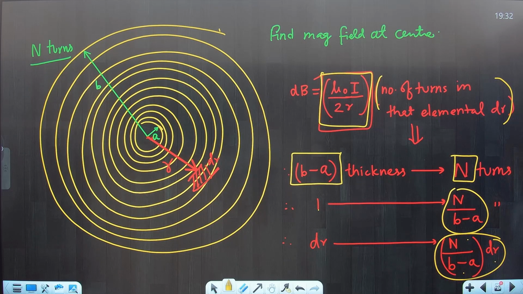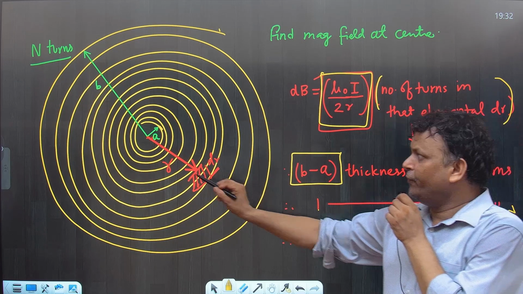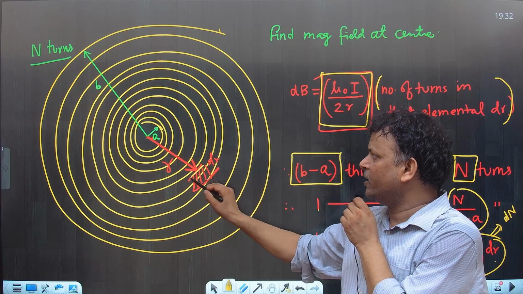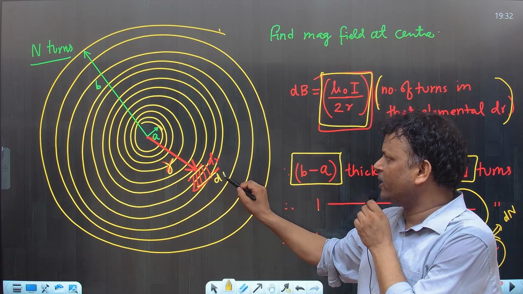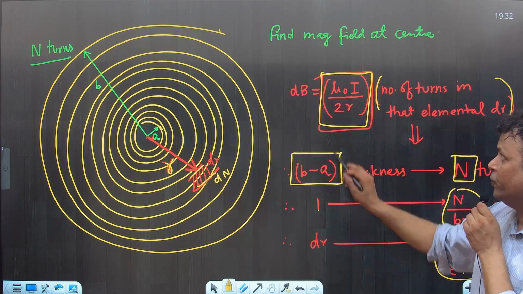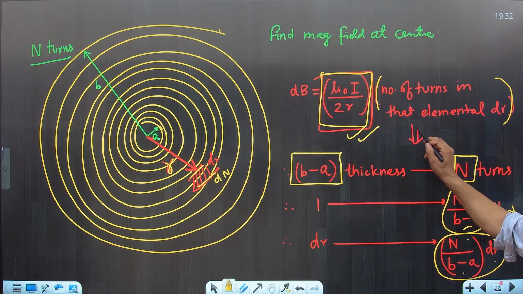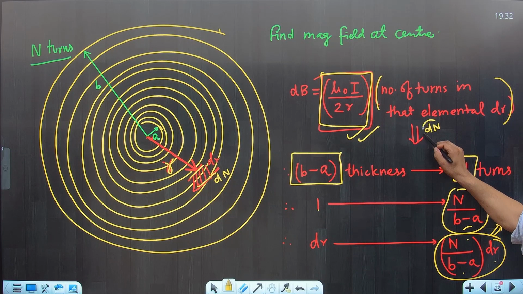Simple, it is the unitary method. You can solve it. Now this is dn. dn is the number of turns in thickness dr. So we have taken thickness dr at an arbitrary distance r, which has dn number of rings inside it. So dB is due to one circle into dn. dn was the number of rings in that dr.